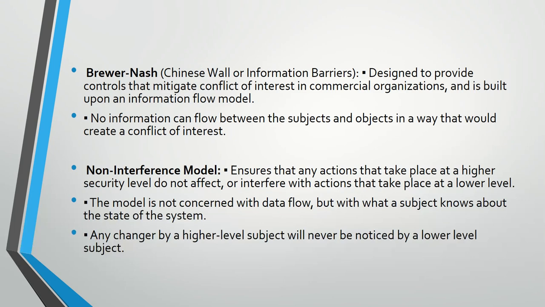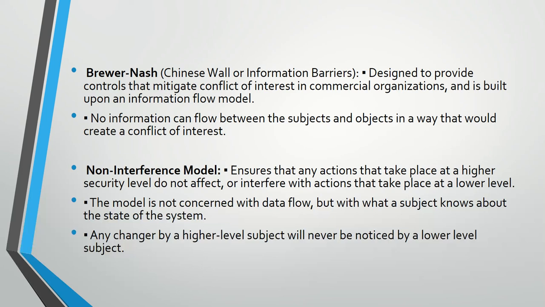We have then the Brewer-Nash model, which is also known as Chinese wall or information barrier. It is designed to provide controls that mitigate the conflict of interest in commercial organizations and is built upon the information flow model. No information can flow between the subjects and objects in a way that would create a conflict of interest. Then we have the non-interference model that ensures that any transaction that takes place at a high security level does not affect or interfere with actions that take place at a lower level.